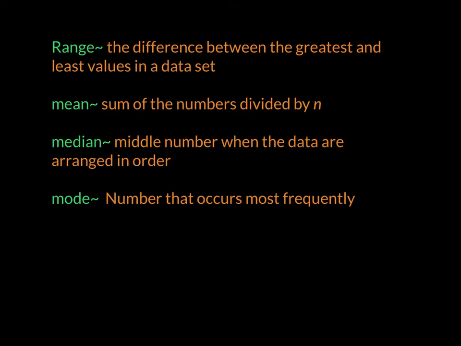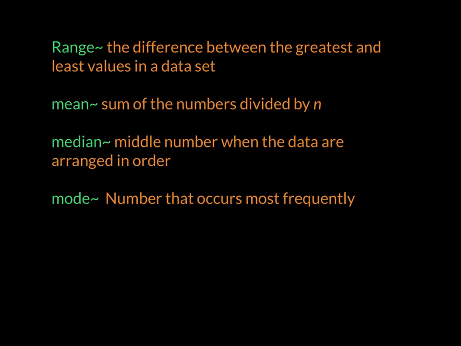Okay, so the mean, median, and mode of a data set are called measures of central tendency. They indicate where the greatest number of data set is concentrated. The range represents the spread between the greatest and the least values of the data set. So the range, the definition is the difference between the greatest and least values in a data set.